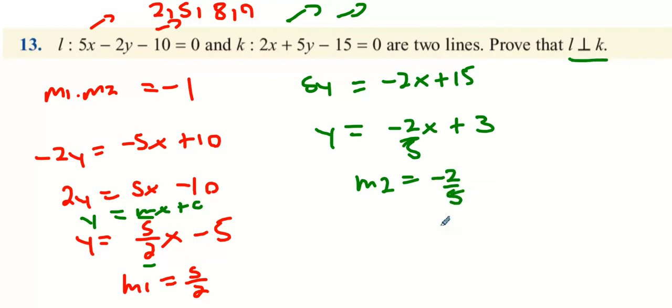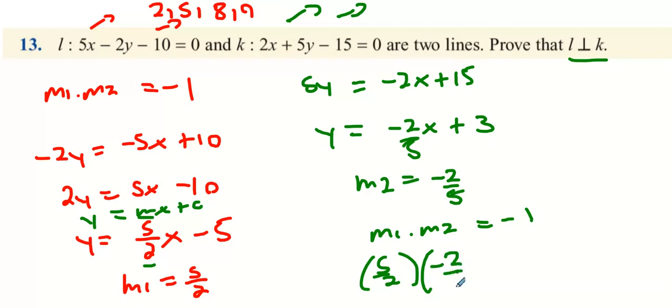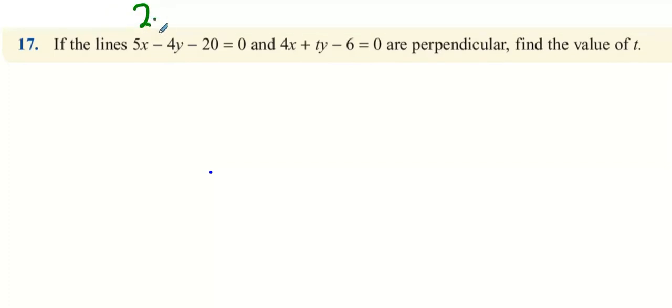To prove that they're perpendicular, we need to multiply m1 by m2 and get minus 1. So we get 5 over 2 times minus 2 over 5, which gives minus 1. So minus 1 equals minus 1, hence they're perpendicular. Okay, so that's 13. So far we've done 2, 5, 8, 9, and 13.